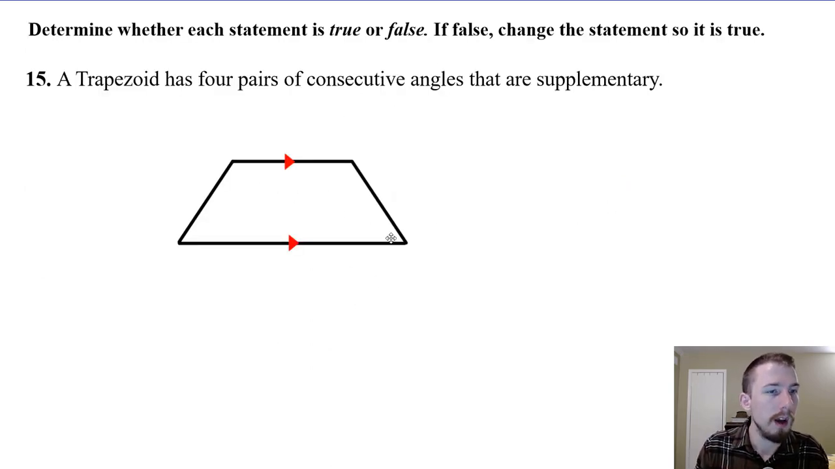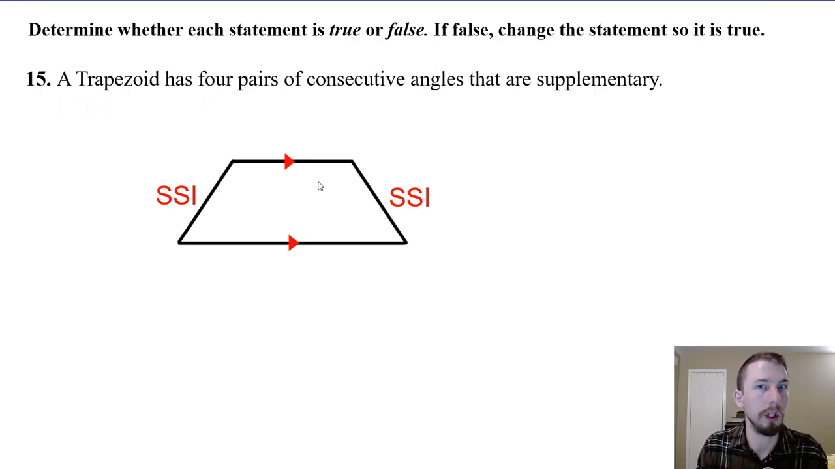Then plug it in. All right, determine whether it's true or false. If it's false, change the statement so that it's true. A trapezoid has 4 pairs of consecutive angles that are supplementary. Well, on a trapezoid, because we only have 2 sets of same side interior angles, the other 2 are not going to be consecutive angles that are supplementary.